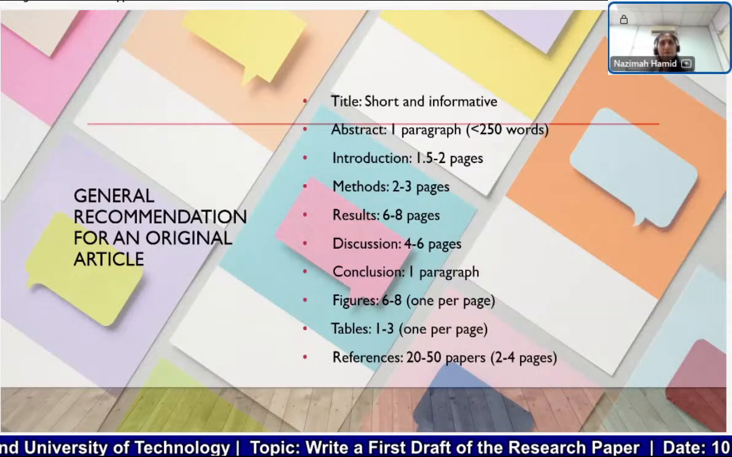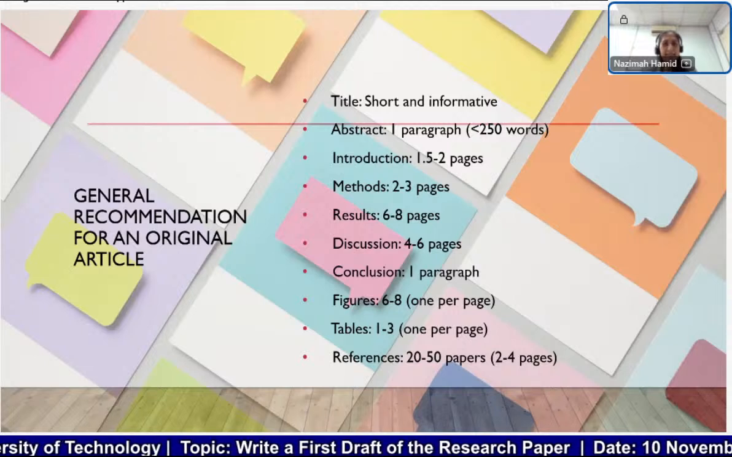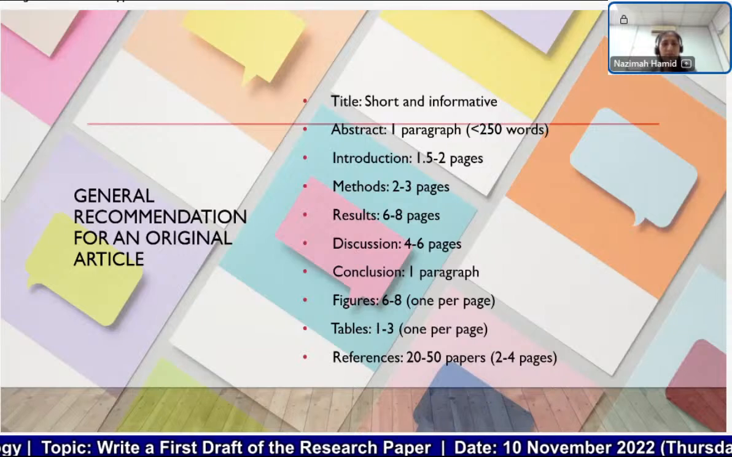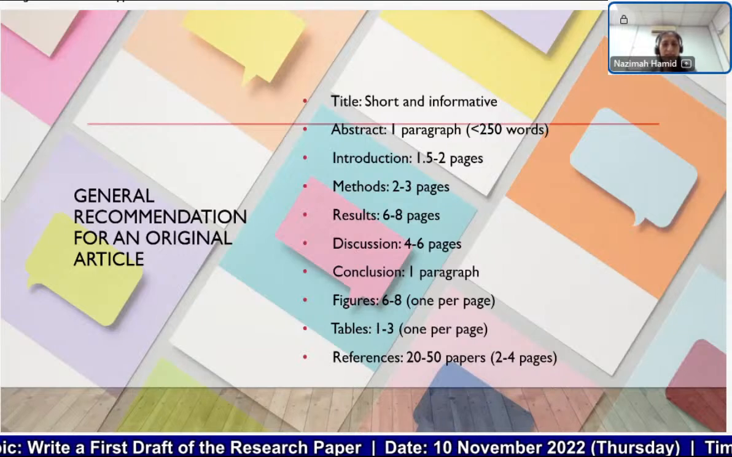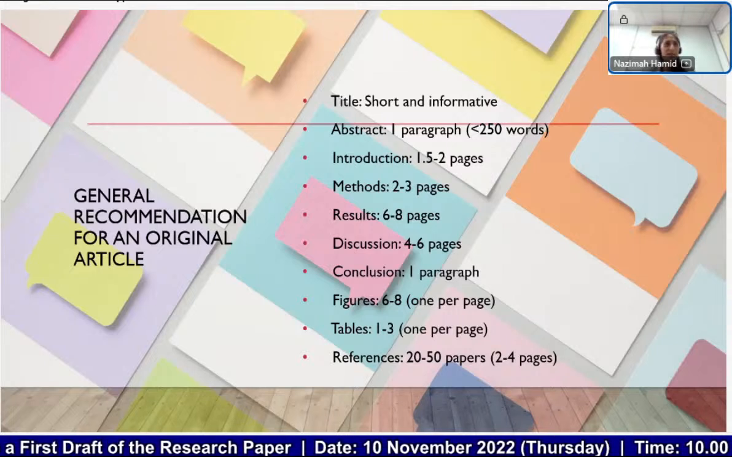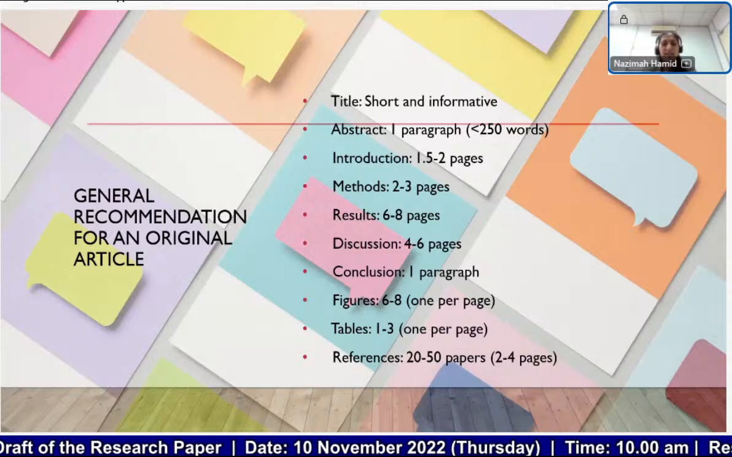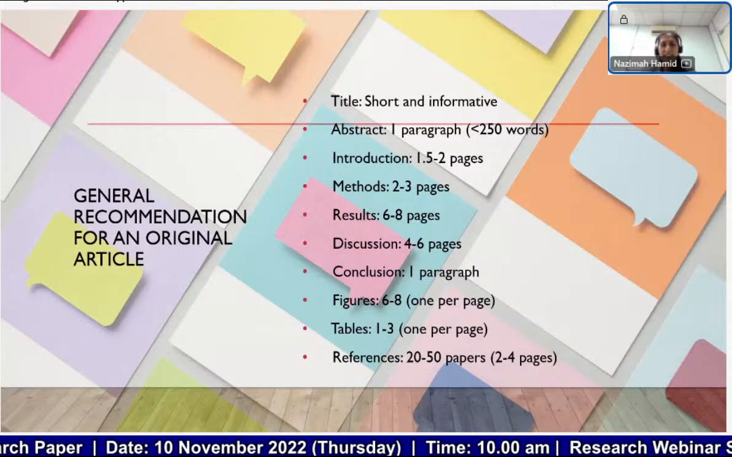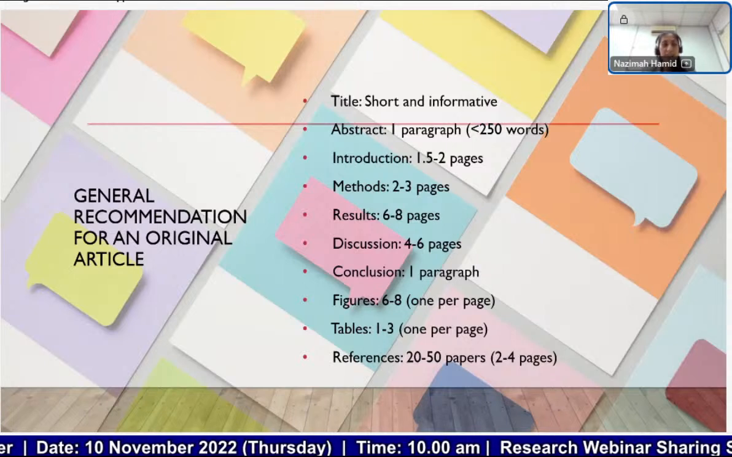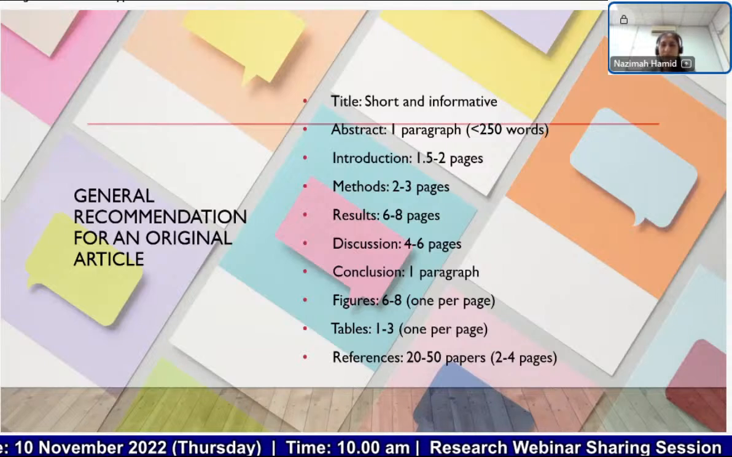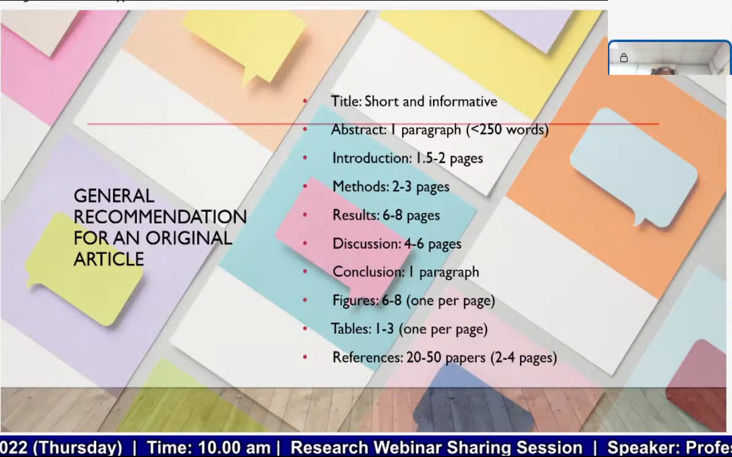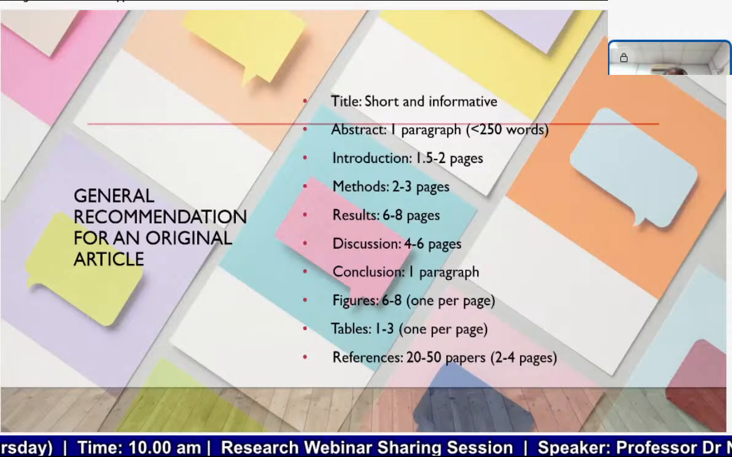So if you follow the author guidelines, you should have a manuscript in 12-point Times New Roman font with double spacing, between 25 to 40 pages. You must make sure the title is short and informative. This is just a guideline. Your abstract is one paragraph, less than 250 words. Introduction, 1.5 to 2 pages long. Methods, 2 to 3 pages long. Results, 6 to 8 pages. This is just general.